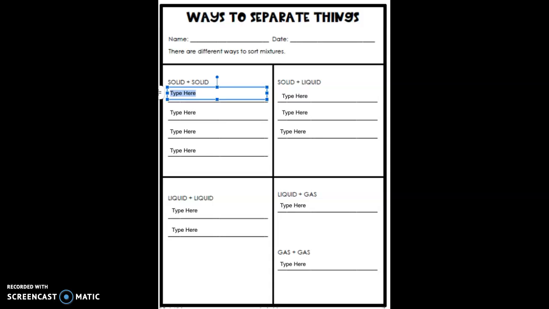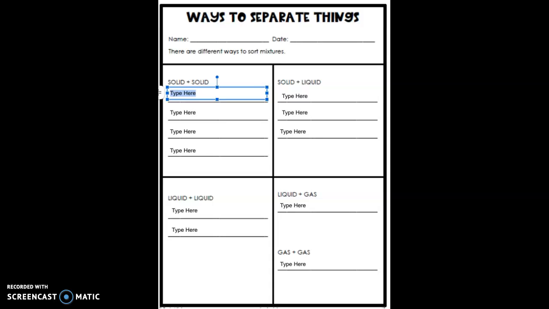Hi grade 5. So today we are going to look at ways to separate mixtures again. This time we're going to classify the different methods for what states they work best with. Okay, so please follow along. I will type all the answers in and then you can go back and add them to your Google Doc, and when you're done you can submit it.